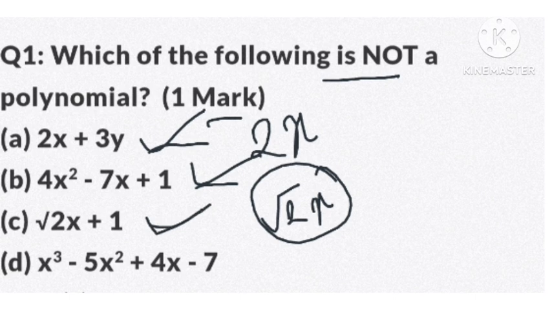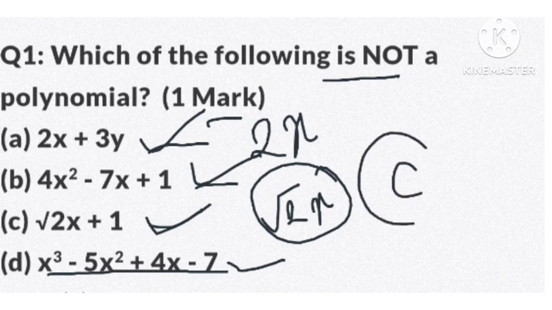And D is also a polynomial, which contains x cube plus 5x square plus 4x minus 7, which contains addition, subtraction, coefficient, variable and non-negative integers. So option C is the answer. Okay, so root 2x plus 1 is not a polynomial.